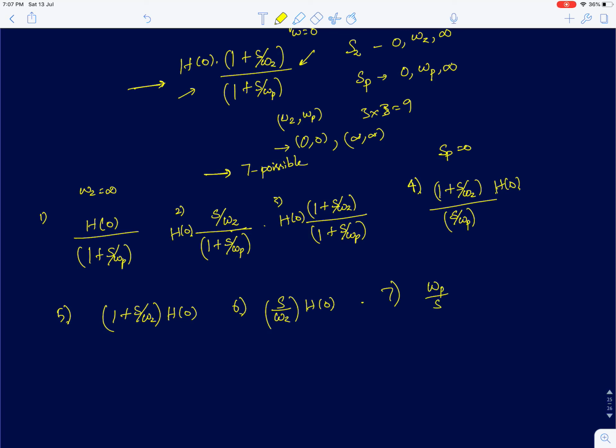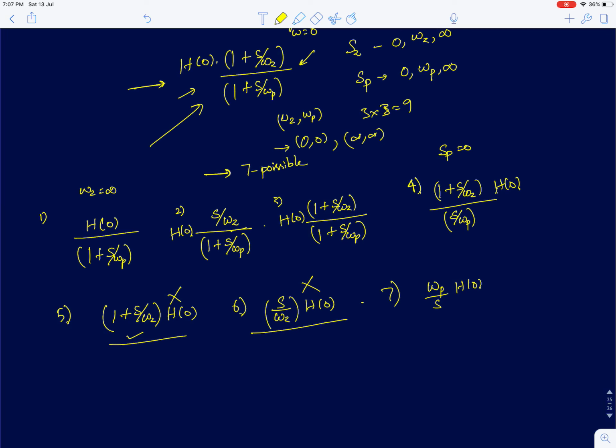So if you look at it, these are the 7 possible transfer functions that you can get from this function, what I have shown here. This is actually, there is a h of 0 multiplied. Now out of this, I will eliminate this and this, because these two cannot be called first order systems because they don't have any pole, okay. So these two are eliminated.